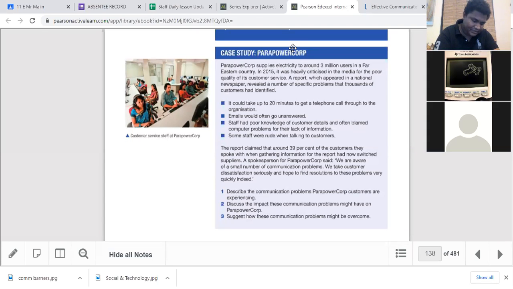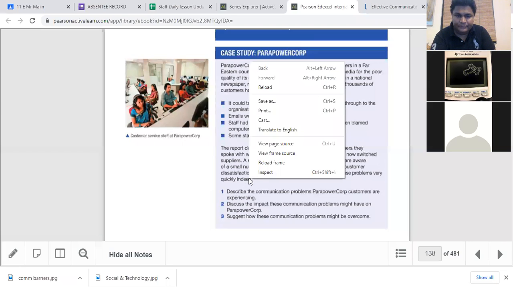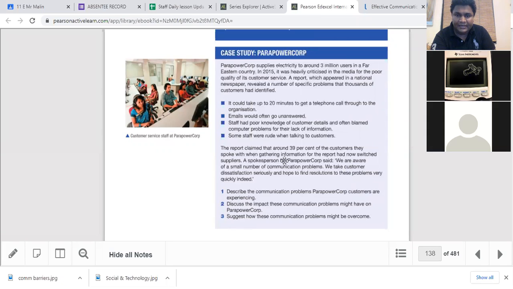So the first four things you can see are matters of the sender, the medium, the receiver, and the technology. You can get some idea of what kind of issues we normally focus on in barriers of communication. The report claimed that around 39% of the customers who spoke when gathering information for the report had switched suppliers. Then a spokesperson for the Parapower Corporation said, we were aware of a small number of communication problems. We take customer dissatisfaction seriously and hope to find resolutions to these problems very quickly.